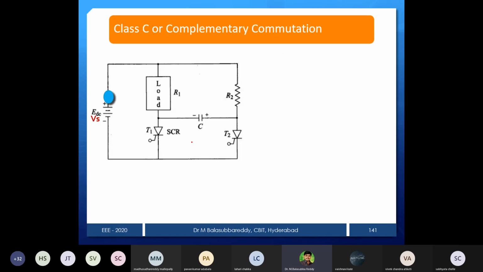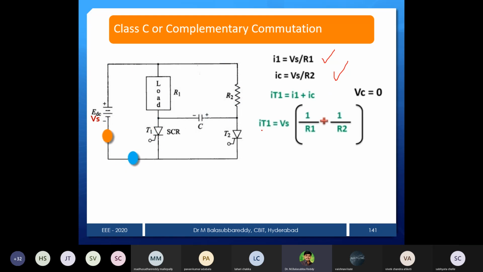Same thing I mentioned here. See this, initially thyristor T1 is on, and two currents will pass through that. One current is the load current, another current, you can see, is the capacitor current, the blue one. So it is going to be through the thyristor only. And later on, as I already mentioned, Vs by R1, Vs by R2, and the total current is the sum of that. And initially the voltage across the capacitor is 0, and I calculated the total current. Whatever I explained so far, I mentioned here also for your quick reference.